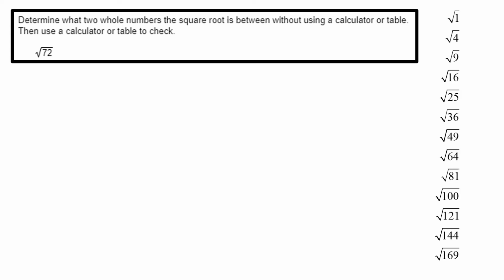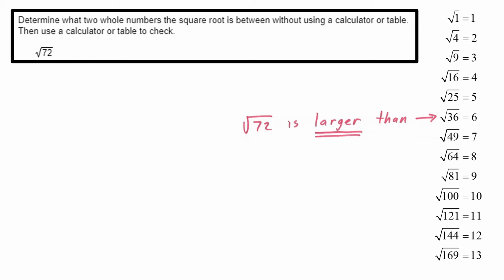This isn't a list of random square roots. These are some of the first several square roots that simplify perfectly to whole numbers. To determine what two whole numbers the square root of 72 will lie between, we can compare the square root of 72 to some of the numbers in the list. For example, we could compare it to the square root of 36. The square root of 72 is larger than the square root of 36. Let's continue our way down the list.